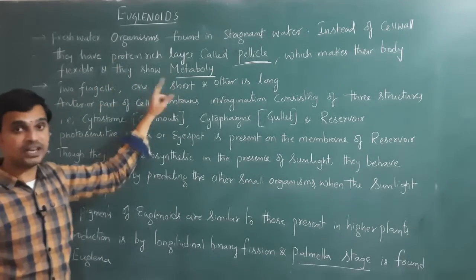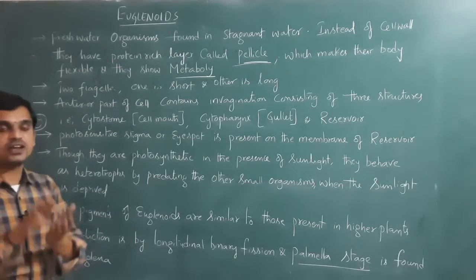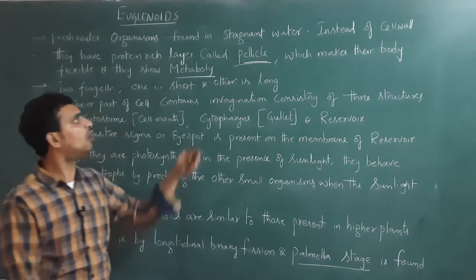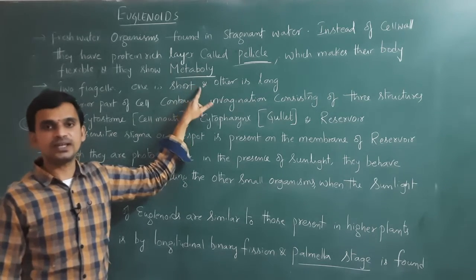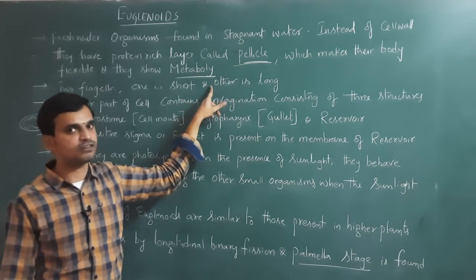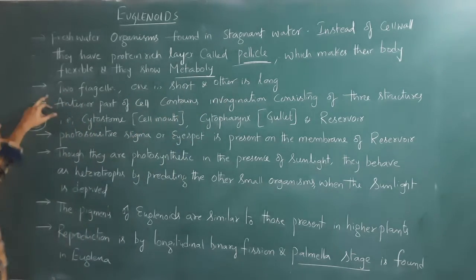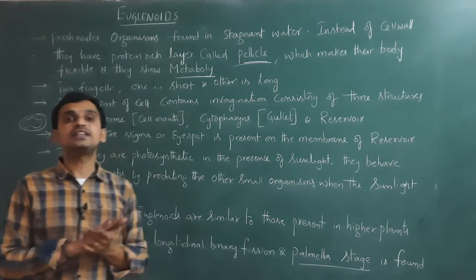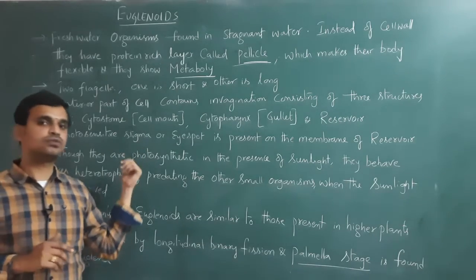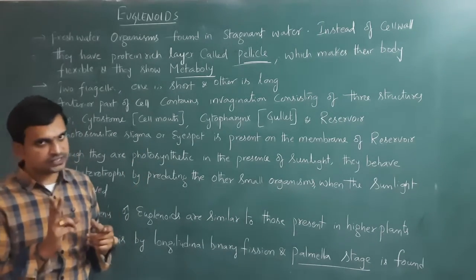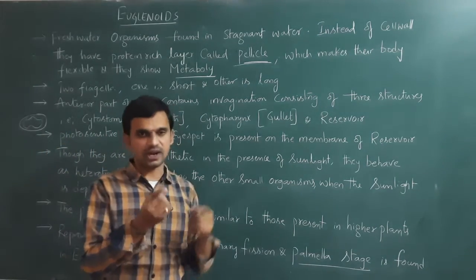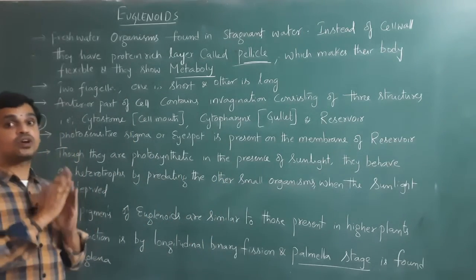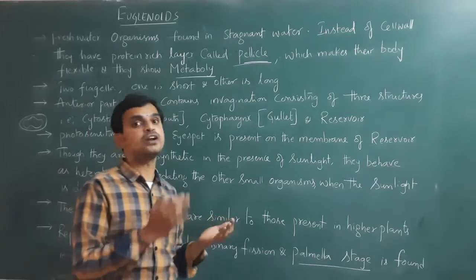So what is metaboly? Movement of euglenoids from one place to another by changing the shape is called metaboly. So metaboly is the characteristic feature of the euglenoids. Next, they have two flagella, one short and the other long. Like the dinoflagellates, euglenoids also contain two flagella. One flagellum is short, the other is long. So what is the function of the flagella? Locomotion. Locomotion is nothing but movement.